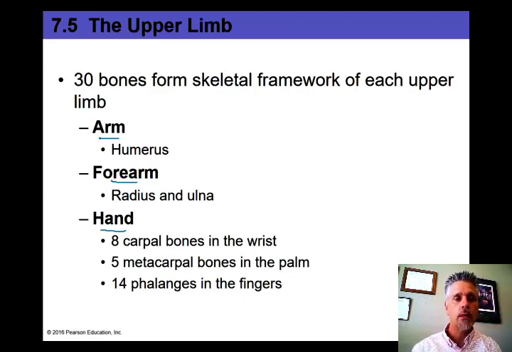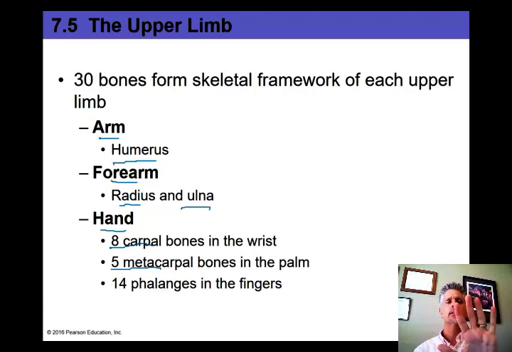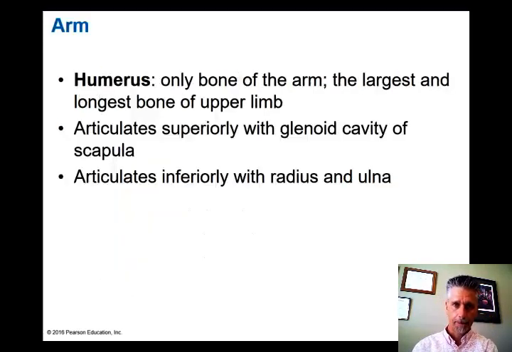So 1 bone of the arm, which is the humerus, 2 bones of the forearm, the radius and the ulna. 8 bones in the wrist called carpal bones, then 5 metacarpal bones here of the hand, and then 14 phalanges. You look at 14, you're like, 1, 2, 3, 4, 5, times 2, 10. No. Each of these has 3 bones, except for the thumb, which only has 2. We'll see that coming up.